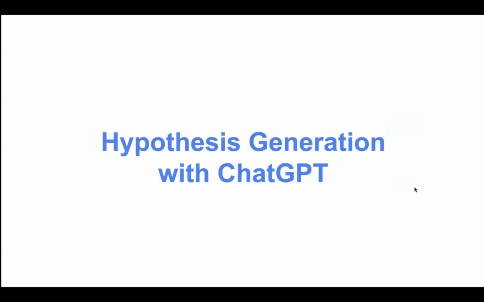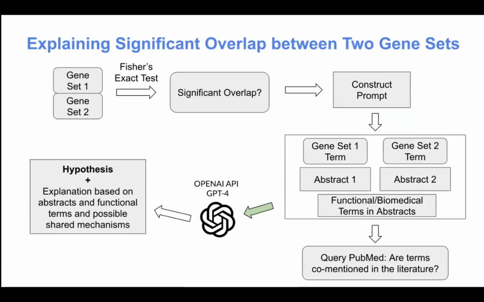So now we'll talk more specifically about hypothesis generation. We've talked about how we interact with these programmatically. Let's take an example of explaining a significant overlap between two gene sets. Say we have two gene set libraries, a collection of gene sets, and we want to see: are there any interesting associations that we can find between these two gene set libraries?